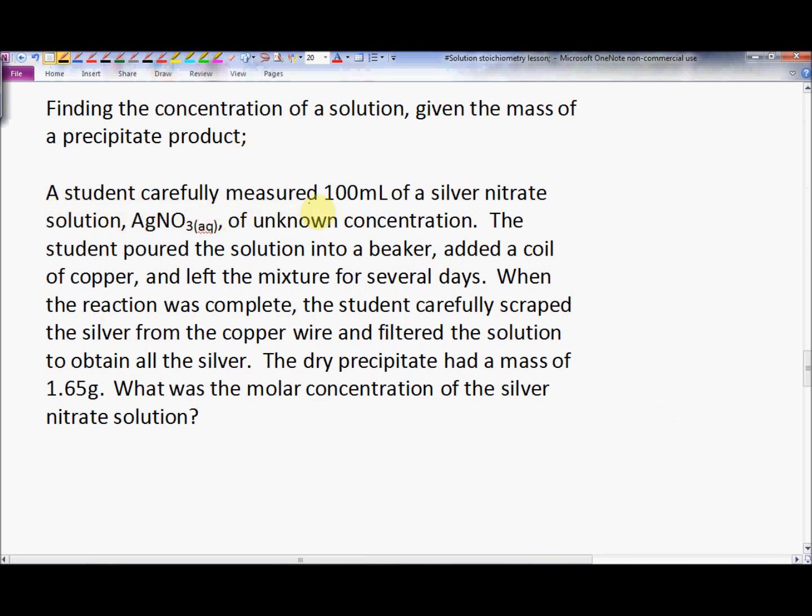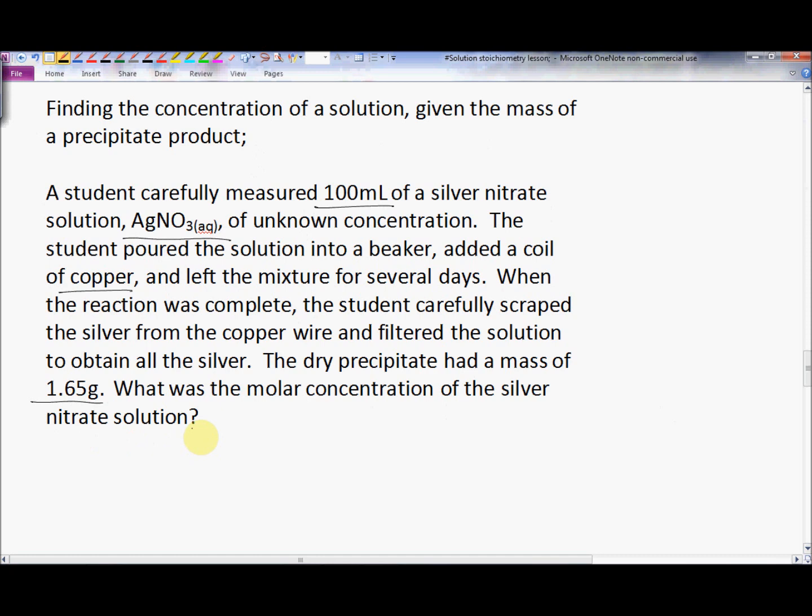A student carefully measured 100 milliliters, going to underline that for future use, of silver nitrate solution, AgNO3, of unknown concentration. The student poured the solution into a beaker, added a coil of copper, and left the mixture for several days. When the reaction was complete, it was a single displacement reaction, the student carefully scraped the silver from the copper wire and filtered the solution to obtain all the silver. The dry precipitate had a mass of 1.65 grams, important information there. What was the molar concentration of the silver nitrate solution?